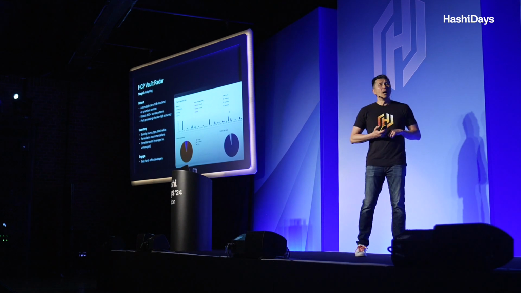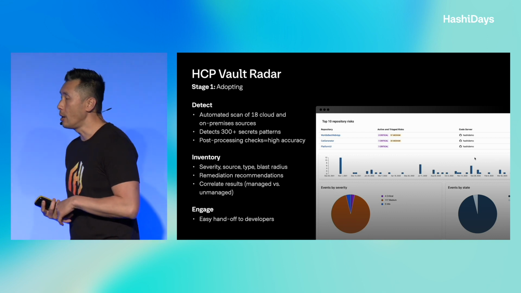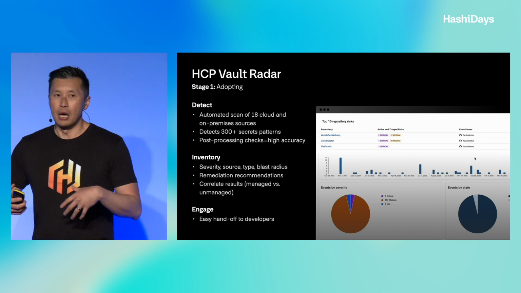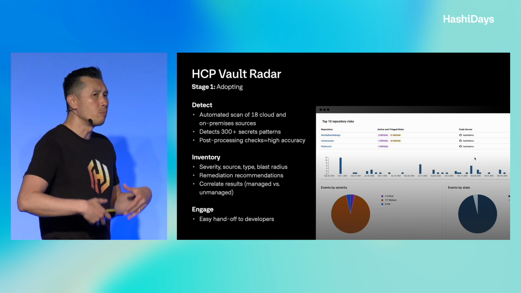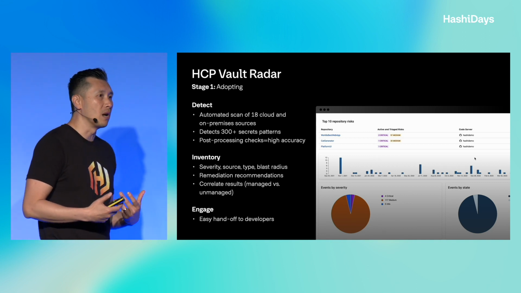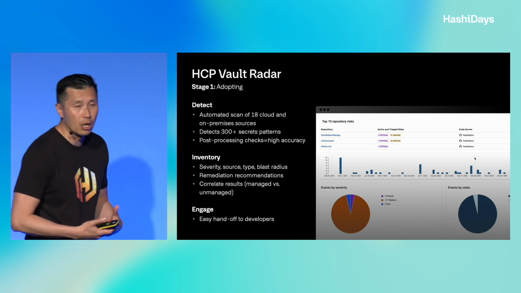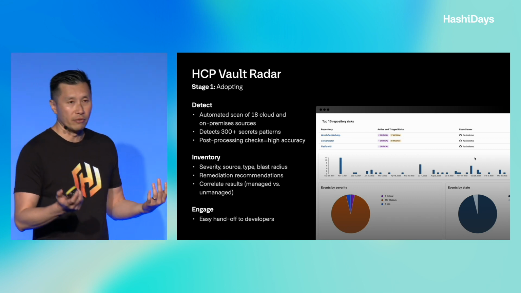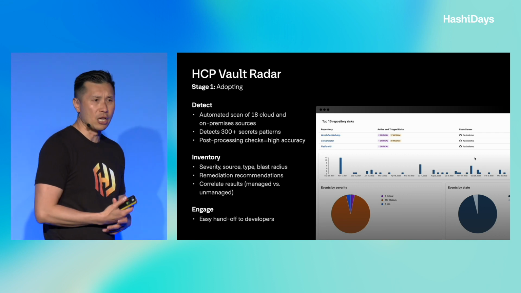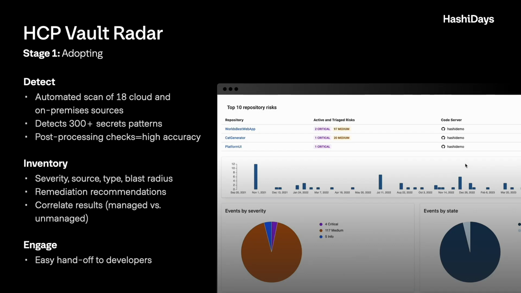So next question is, how do you discover these? Well, we have something called HCP Vault Radar, and really this is a tool to help organizations to get a really comprehensive assessment of what their current vulnerabilities are when it comes to credentials, and it helps locate all of your credentials and then find remediation steps. So it really comes in a couple of steps here. It's really straightforward. The first step is obviously detection, right?